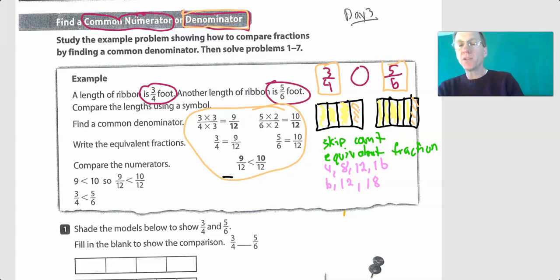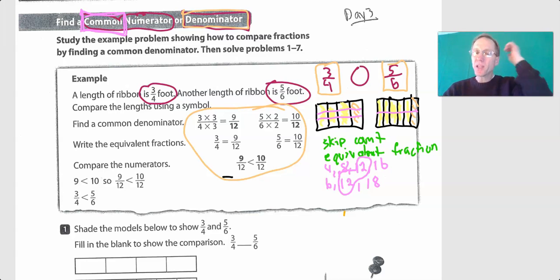But already I'm seeing a common, that's this word up here, a common. That means something that's the same with both of them. There it is, that 12 denominator. That's the same. Again, if I cut the first pizza into 3 parts like this, which I could do with my pizza cutter, that would give me 12. If I cut this one in half, that would give me 12.